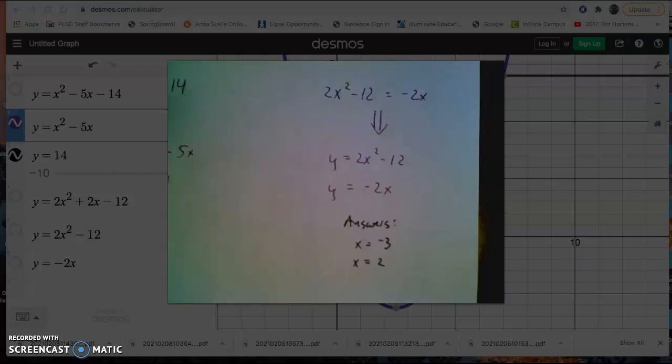So over here, 2x squared minus 12 minus 2x is the other equation we used. And in that old case, again, we set it equal to 0 and found the x-intercepts. But I'm going to go to Desmos and show you that if I graph y equals 2x squared minus 12 and graph y equals negative 2x, where they intersect will give us the exact same answers as we got when we did it the other way, which is negative 3 and positive 2.